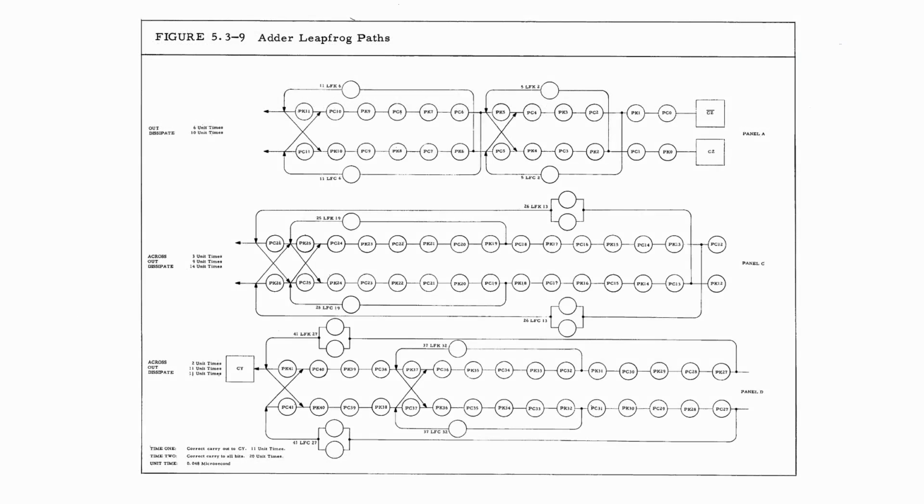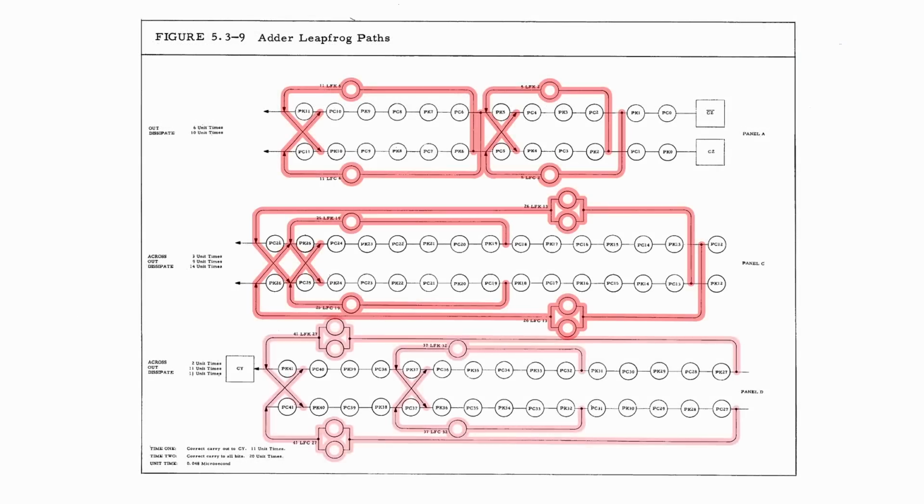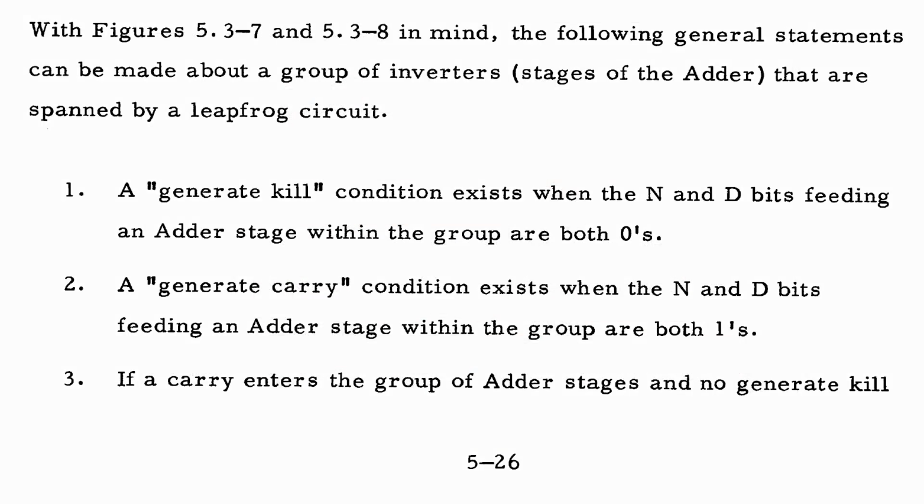It uses what they call leapfrogging. So they essentially look at what's happening at an earlier stage of the adder and use that to predict whether a carry is going to propagate or die in a later stage. And then they can send a propagate carry or a propagate kill signal up to one of those later stages.